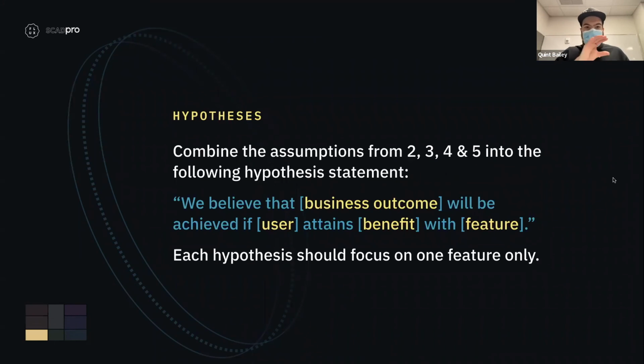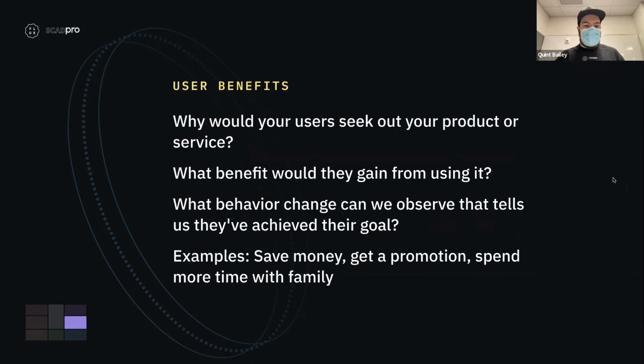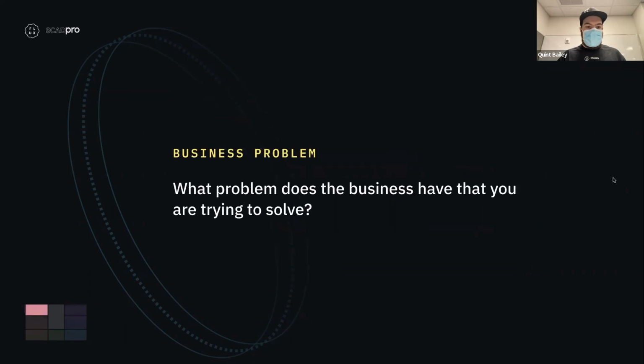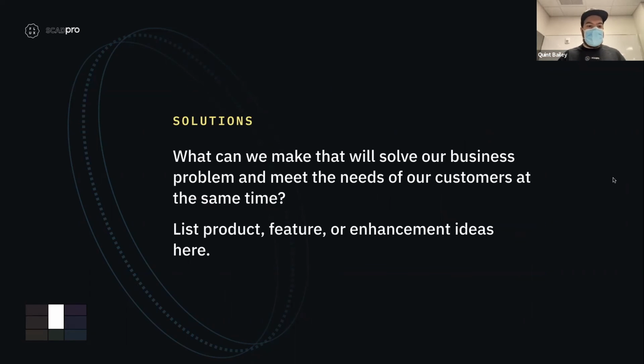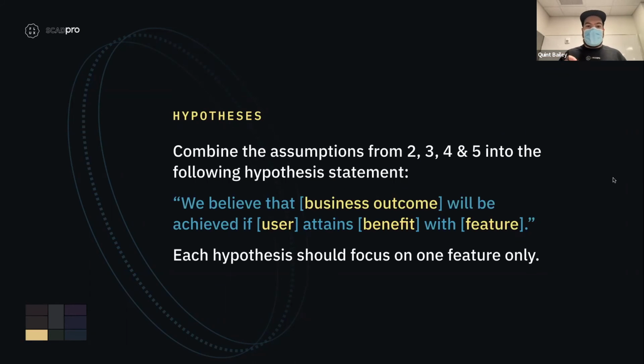Okay. The bottom row deals with next steps. So in this case, it's hypothesis for this first one. You're going to combine the assumptions from 2, 3, 4, and 5. So that was two, the business outcomes, the users, the user benefits, and the solutions, into a hypothesis statement. And it sounds something like this. You'll say, we believe that business outcome will be achieved if user attains benefit with feature.